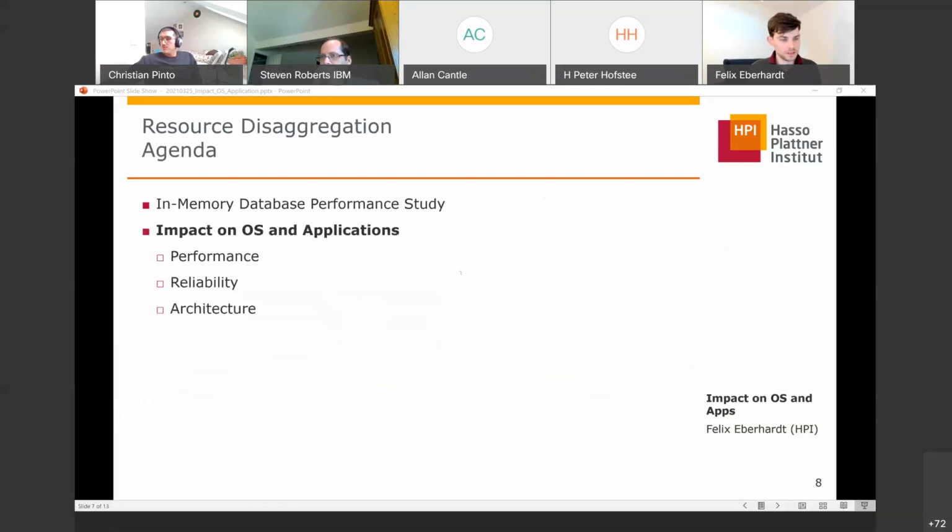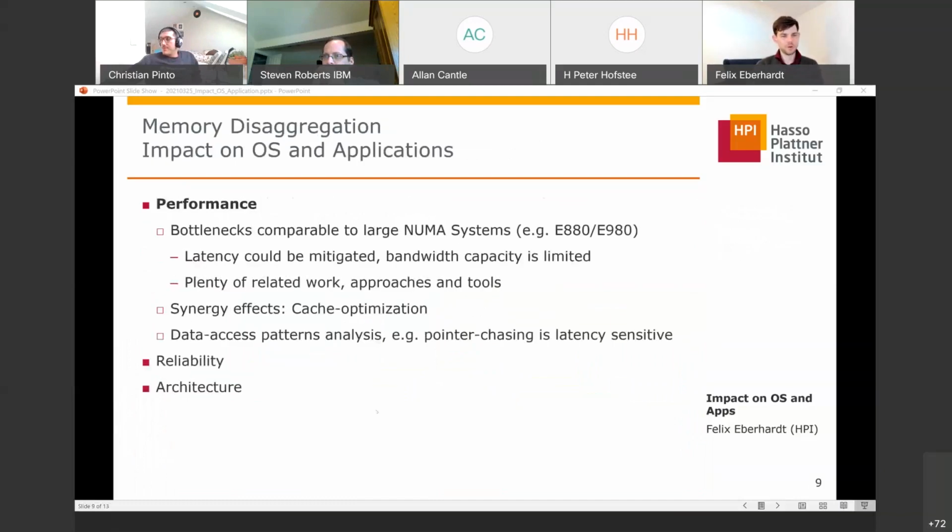Okay, so let's come to the second part. With these experiments in mind, let's talk a bit about the possible impacts on the operating systems and applications. First, let's start with performance. We saw the experiments are kind of comparable to large NUMA systems, those scale-up NUMA systems with 16 sockets or so.